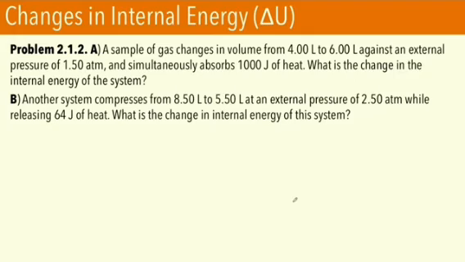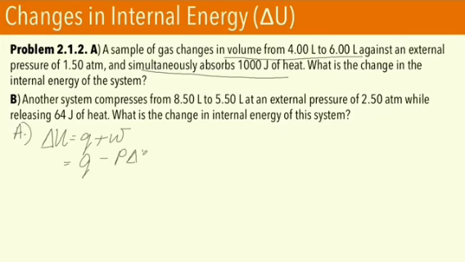We have two processes over here. Let's calculate the change in internal energy of the system during these two processes. Let's look at A. For A, we have pressure volume work being done against an external pressure, and we also have an absorption of heat. So let's write down the first law: delta U is equal to Q plus W. We could expand our work in terms of pressure volume work. In this case, we have a constant external pressure, so we could write this as Q minus P delta V.